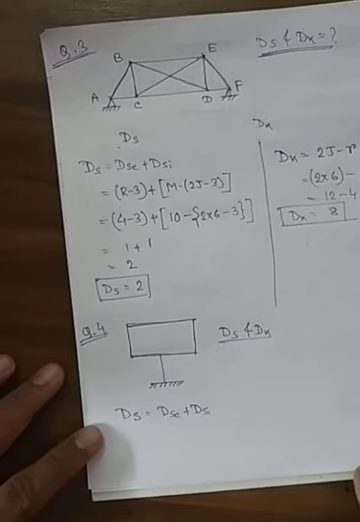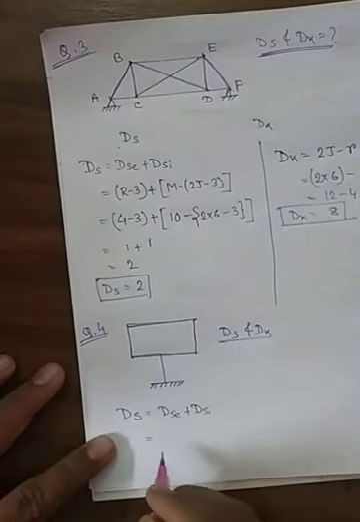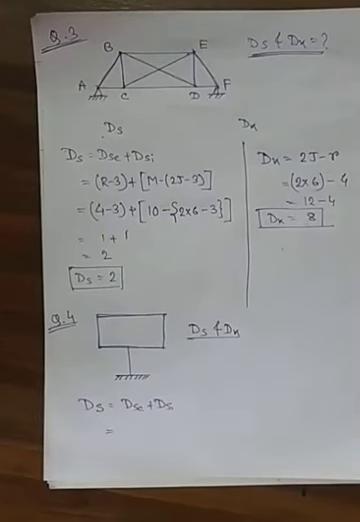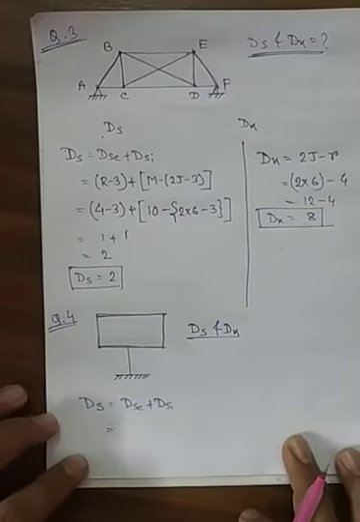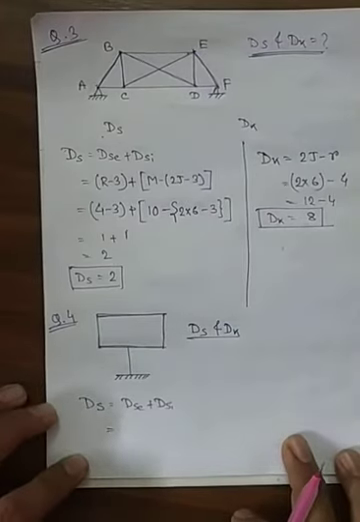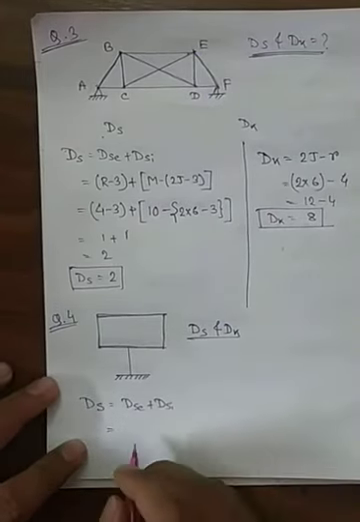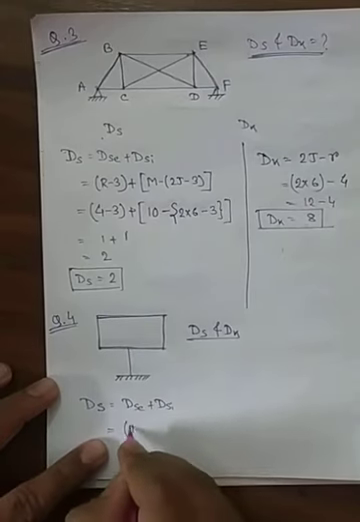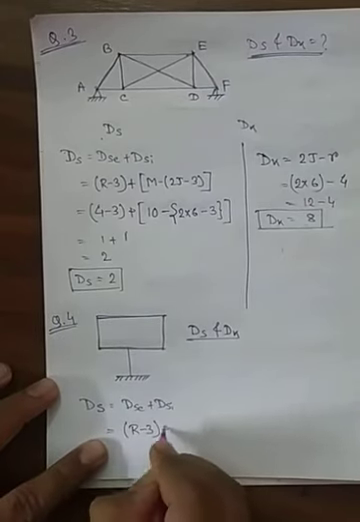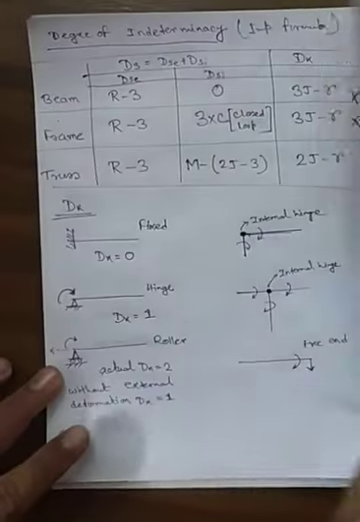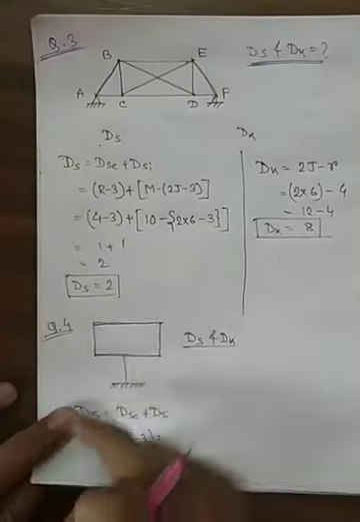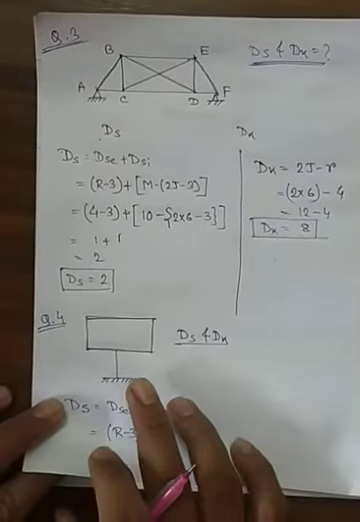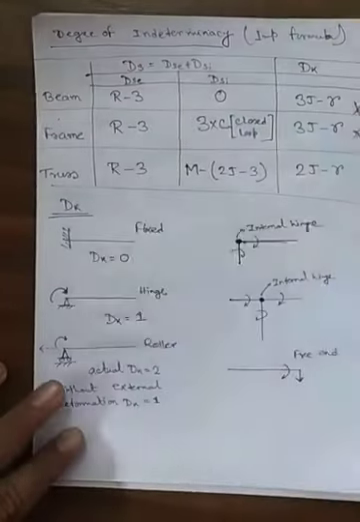Okay, so ds is dse plus dsi. So dse is r minus 3 plus dsi. You can see, actually this is a frame problem. Okay, frame problem, closed loop.